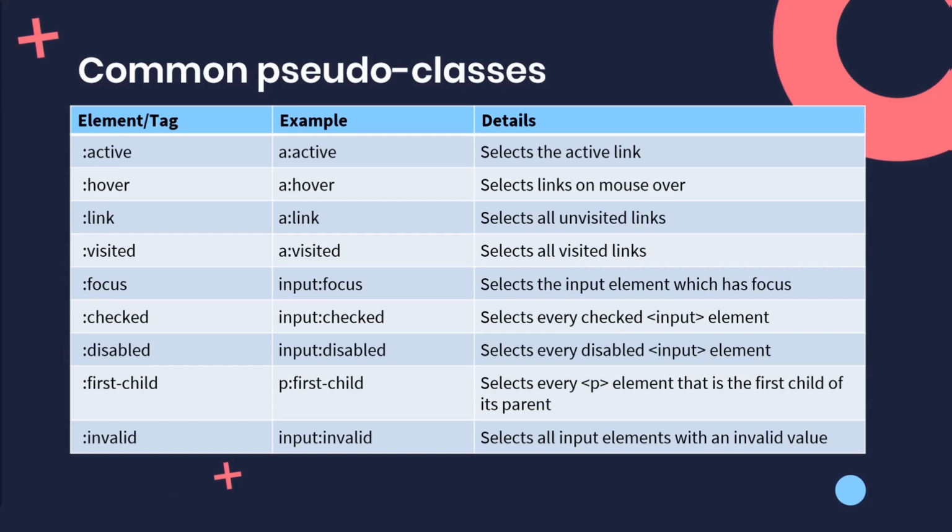And then lastly, we have invalid, where we are taking an input and associating it with an invalid pseudo class, and this selects all input elements with an invalid value.